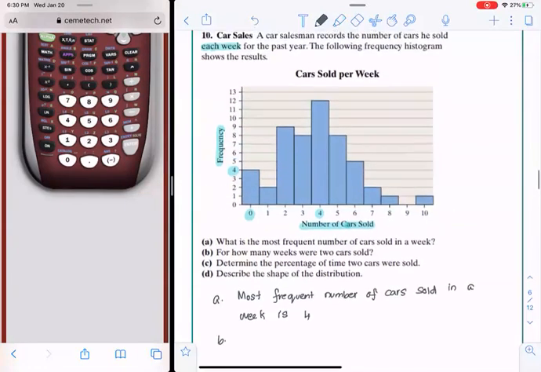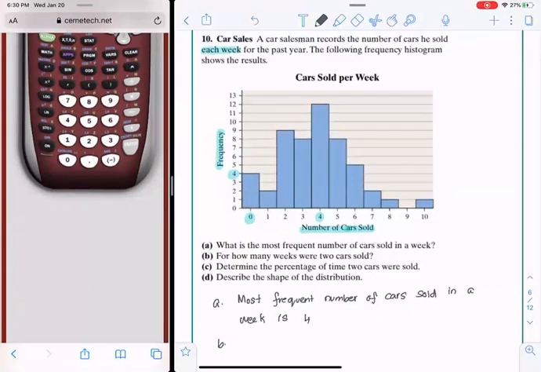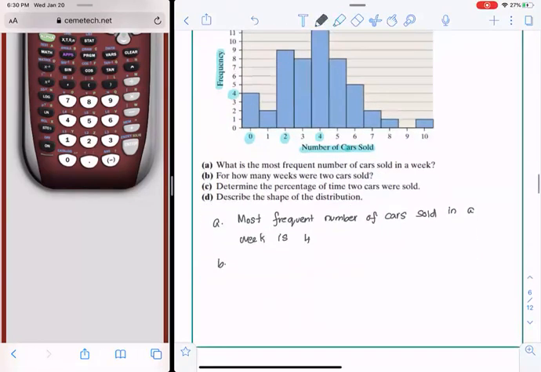So the next one is for how many weeks were 2 cars sold. First we've got to identify 2 cars, which is right over here. In how many weeks did he sell exactly 2 cars? The height of the bar is 9.